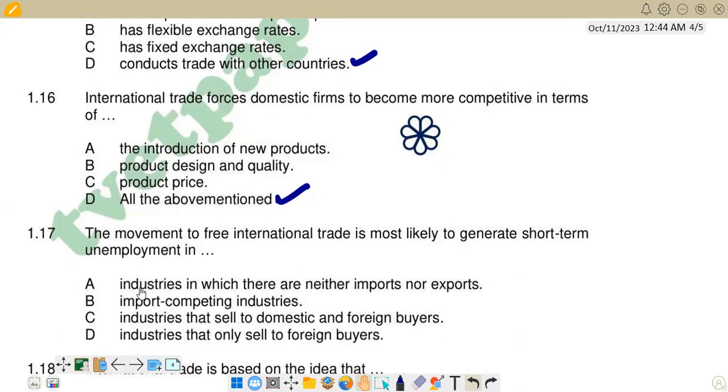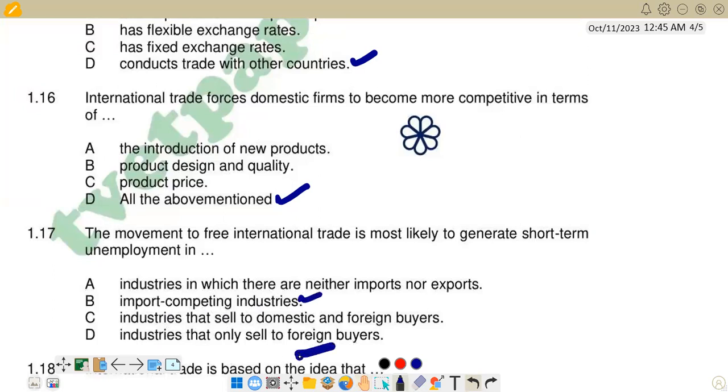Right, let's look at A again. Industries in which there are neither imports nor exports, not correct. B, import competing industry. Yes, this one will be affected by unemployment. The import competing industries are the industries that are competing with foreign industries, so they will be affected. So B becomes the most appropriate. So here we have got B.